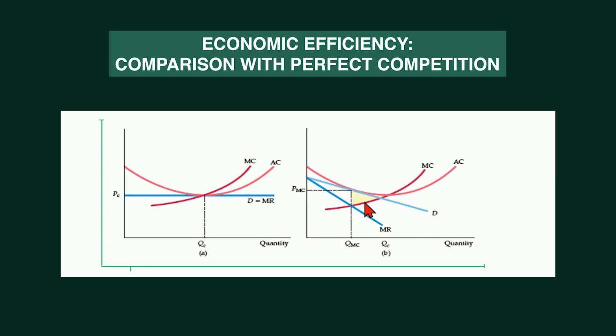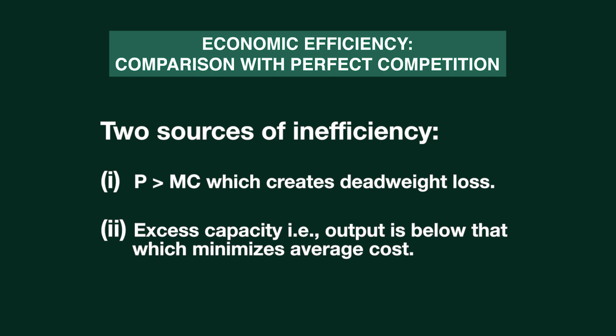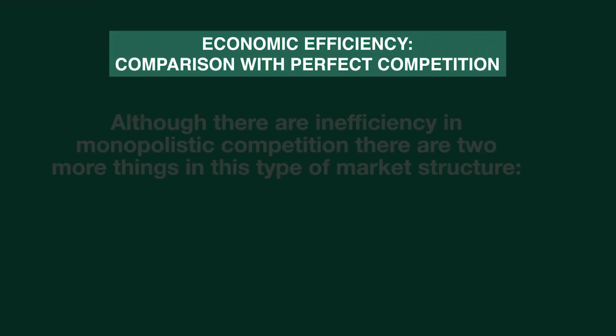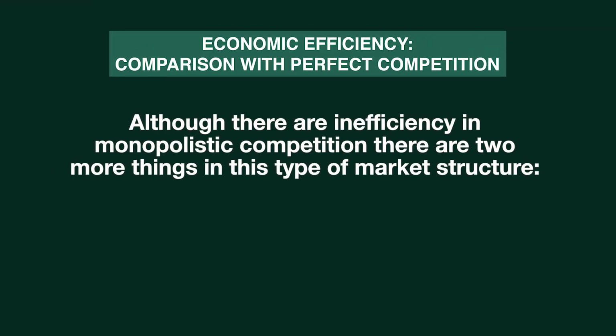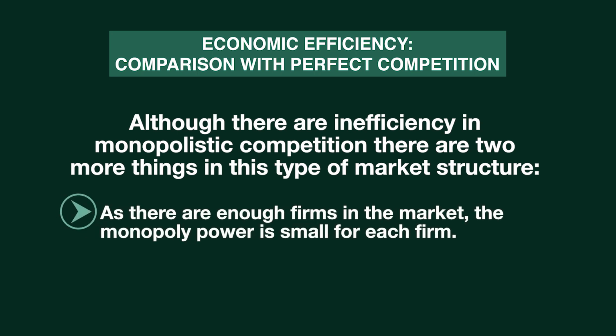So this shaded area is a kind of inefficiency, or we can call it in economics terms deadweight loss. I am not explaining deadweight loss in detail, but that exists in the monopolistically competitive market. It means that in the realistic world, if trade takes place and it is guided by monopolistically competitive market, we have to bear with this kind of inefficiency. And there are two more things in this type of market structure that one should keep in mind.